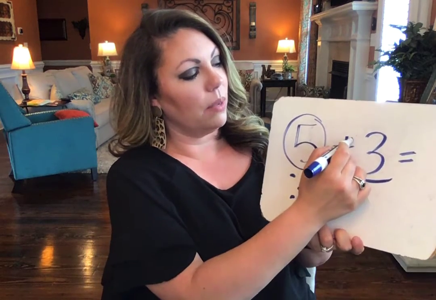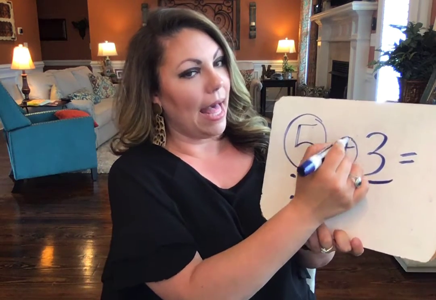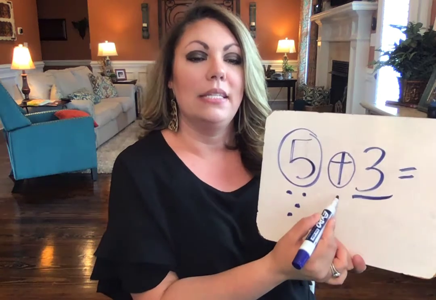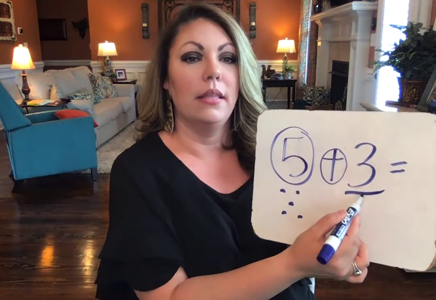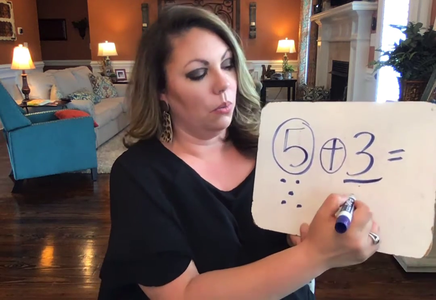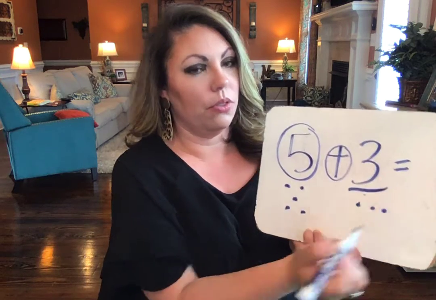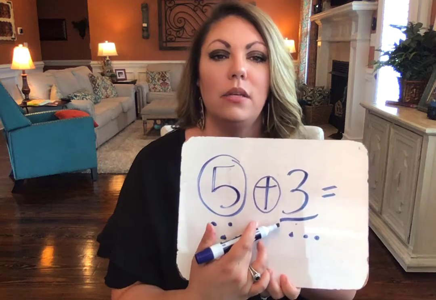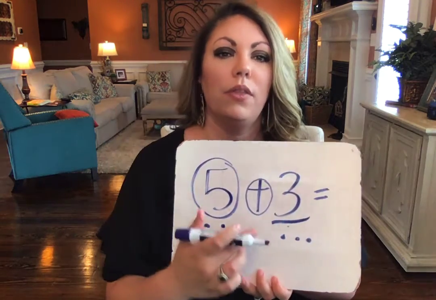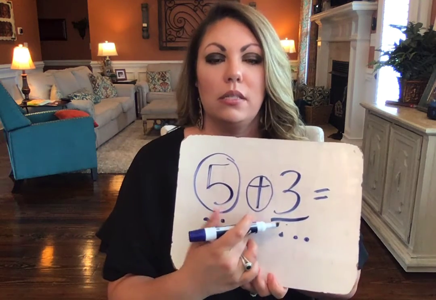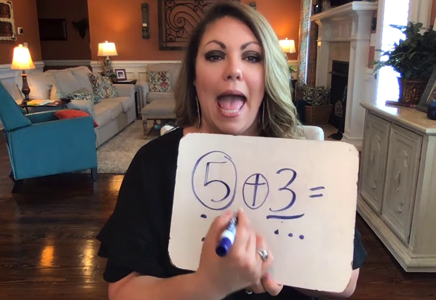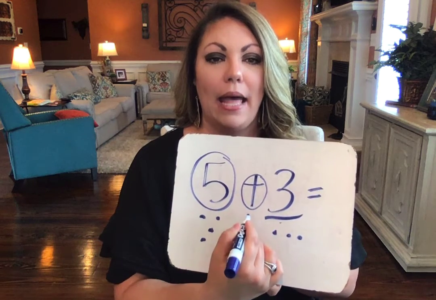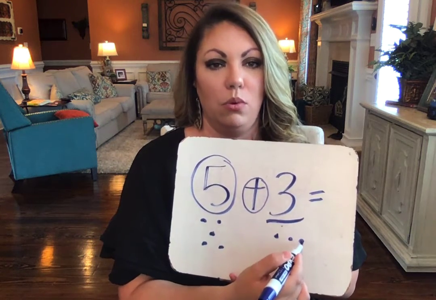And I know that I'm going to add, so that means that I need to add this many more. 1, 2, 3. I also always make them circle the sign so that that gets in their head what they're going to do. So when they circle it, they can say add. So I know that I'm going to add or draw this many more.